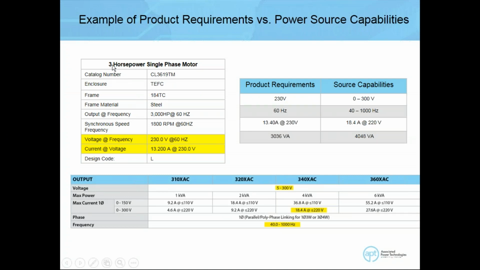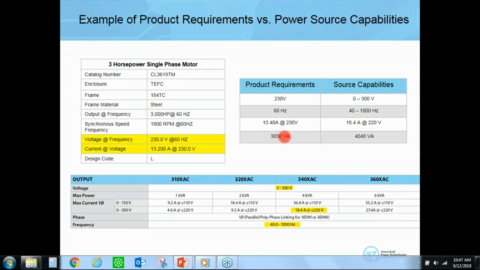If I had a 3 horsepower single phase motor, and I was looking at the specifications, it requires 230 volts at 60 hertz, and 13 amps needs to be drawn. 13 amps could be drawn at 230 volts. Multiplying these two numbers gives me a power requirement of 3,036 VA. Again, this is a little bit over my 3 kVA power supply if you had one, and then having a 4 kVA power supply would be sufficient enough to drive this load.